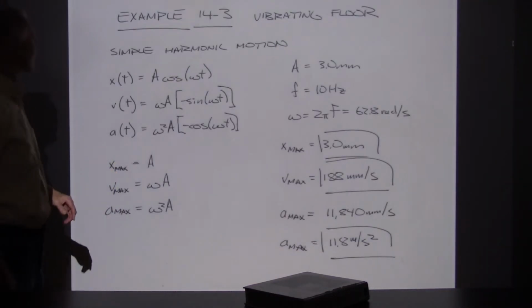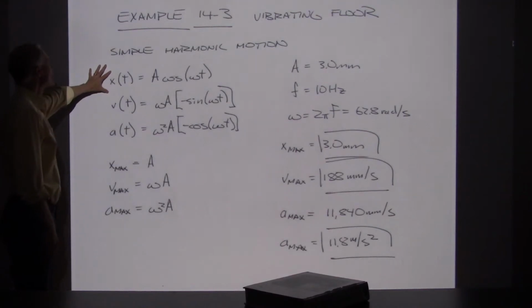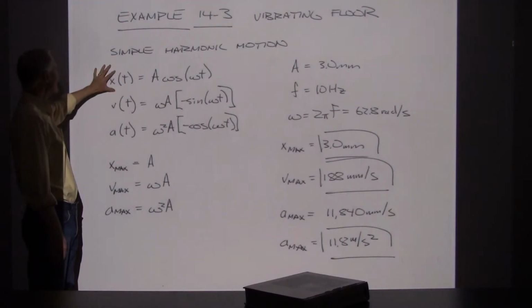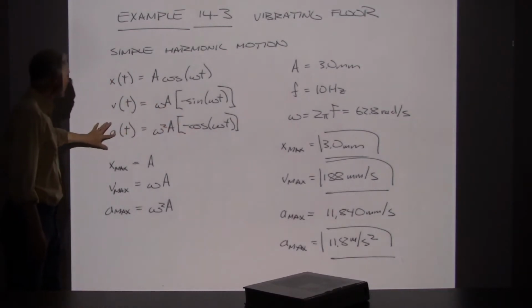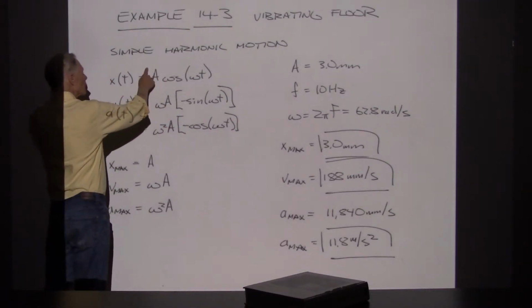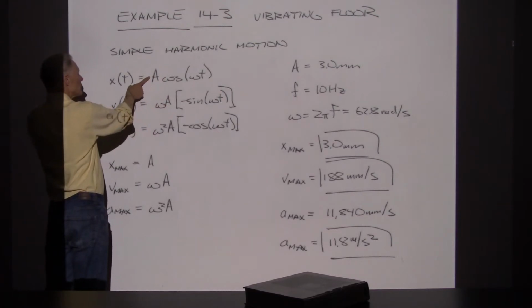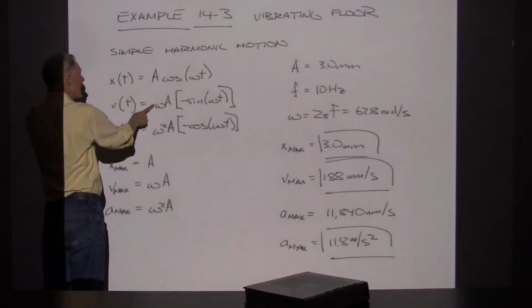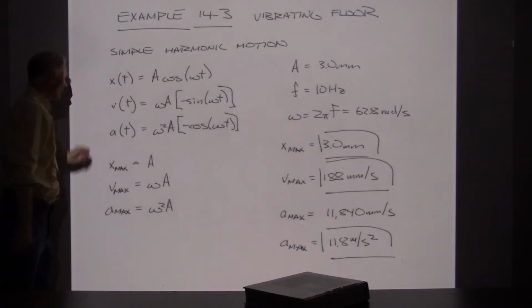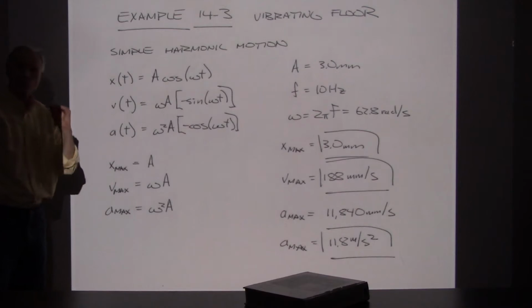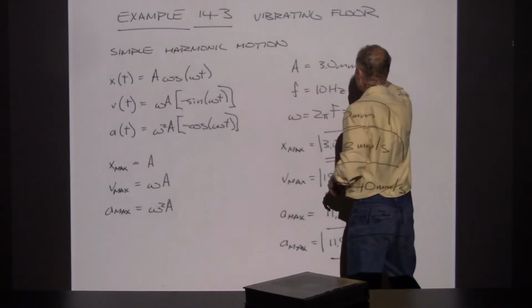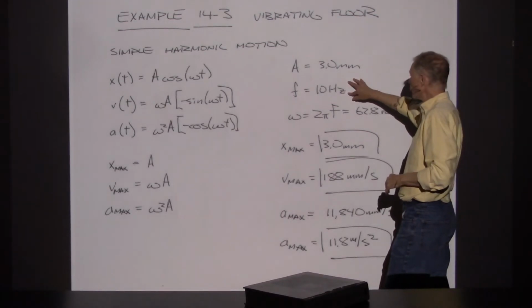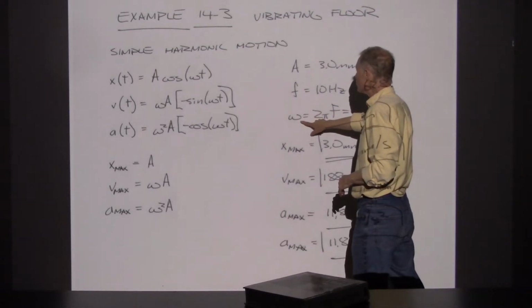So let's see what that looks like. Well, I'm going to go back and use a cosine for my displacements. I'll use a negative sine for the velocities and a negative cosine for the accelerations. These coefficients out front are telling me the maximum displacement is A, the maximum velocity is omega A, and the maximum acceleration is omega squared times A. So those are the max values. The amplitude is 3 millimeters. The frequency was given as 10 hertz. I've got to get that converted into omega.